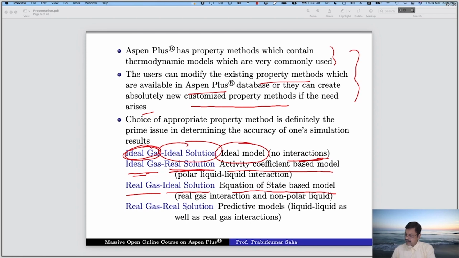There you will have real gas interaction and non-polar liquid. If the liquid has non-polar components, then there will be no interaction among the liquid-liquid molecules. But the moment polar components come in the liquid, we will have some interaction. And the fourth combination may be real gas and real solution, where there will be liquid-liquid as well as real gas interaction. In such a situation, we will use some predictive kind of model.